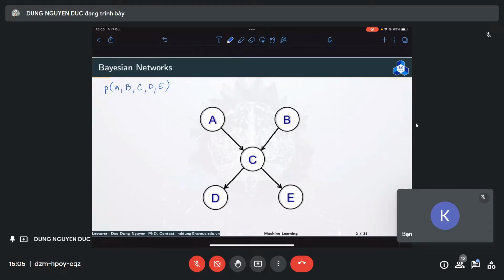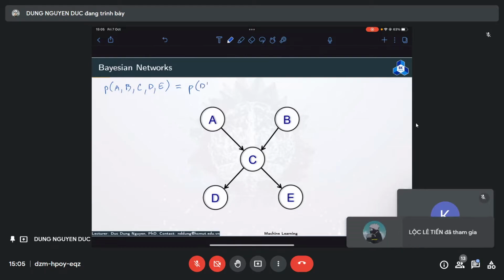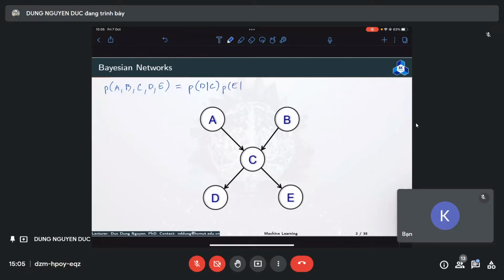Therefore, you can easily form this joint probability as the probability of D given that you know C, multiplied with the probability of E given that you know C, and the probability of C given that you know A and B, and the probability of A and the probability of B. So this is kind of interesting.